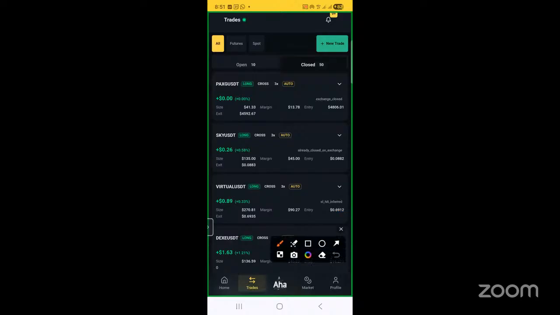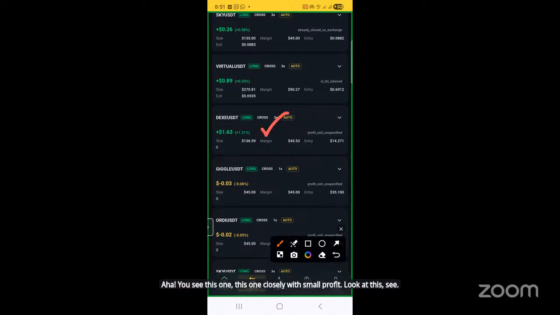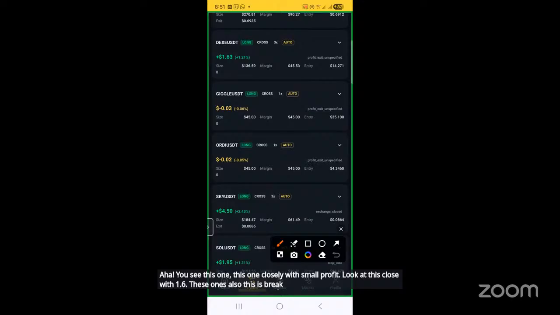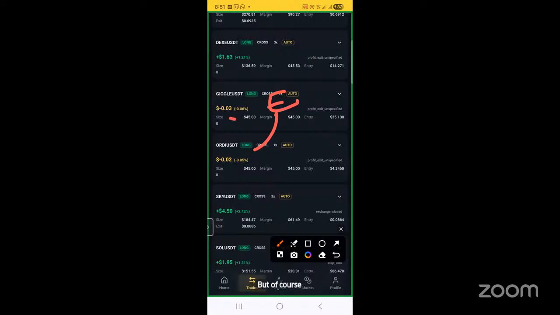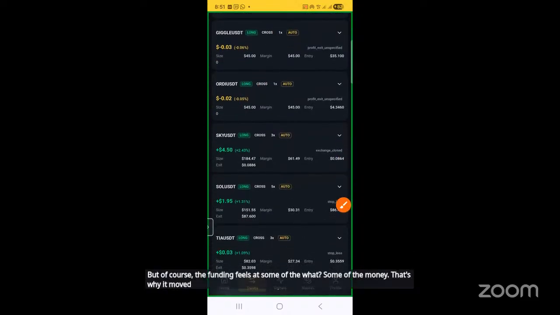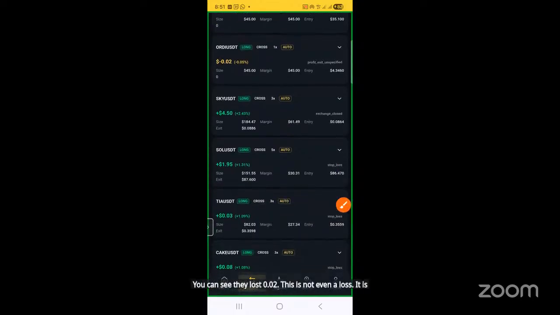You see this one. This one closed with a smaller profit. Look at this, closed with 1.60. These ones also, this is break even. Okay, this is also break even. It moved the stop loss to the entry, but of course the funding fees ate some of the money. That's why it moved to break even. You can see the loss of 0.02. This is not even a loss. It is not at all.